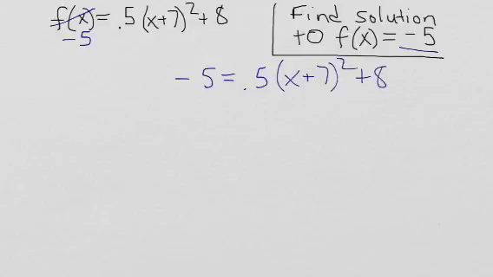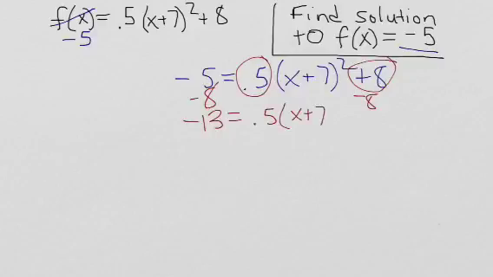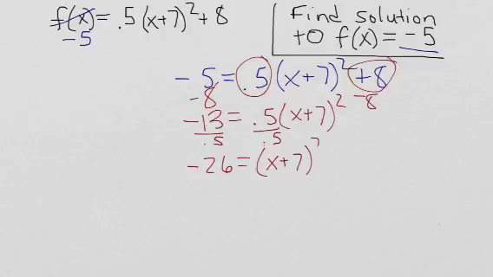And we're going to rewrite our problem to give us negative 5 equals 0.5 times (x plus 7) squared plus 8. Okay, at this point, we want to get rid of our plus 8 and our 0.5 there, so we're going to minus 8. It's going to give us negative 13 equals 0.5 times (x plus 7) squared. Okay, this we're going to divide by 0.5. Now remember, when we divide by 0.5, that's the same as multiplying by 2. So this is going to give us negative 26 equals (x plus 7) squared.